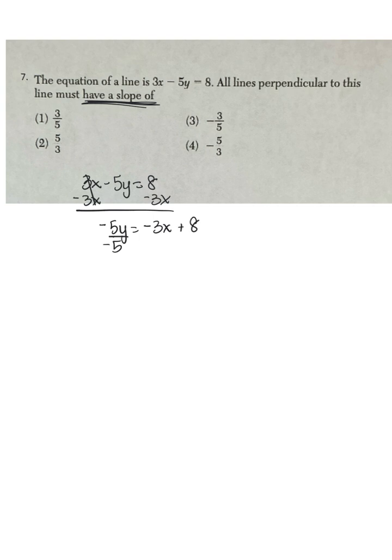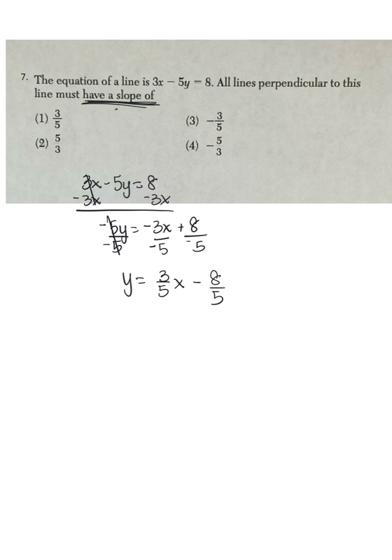Then we're just going to divide everything by negative 5. All right, so y equals, now be a little careful here, 2 negatives, right, when you're dividing, makes a positive. And this is going to become minus 8/5. Now, it's just asking for the slope, just the slope. So look, this is your slope right here. Okay, so that's the slope of the original line.